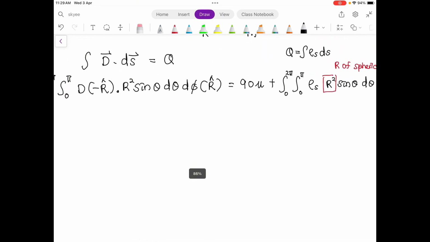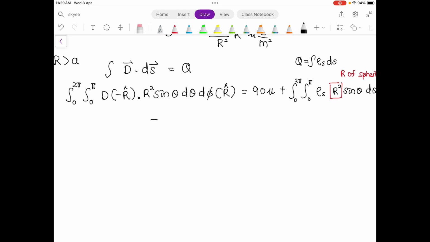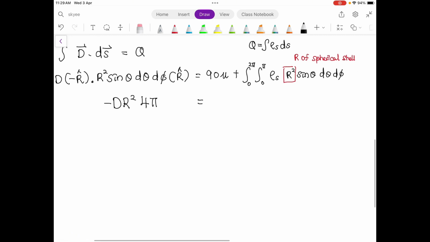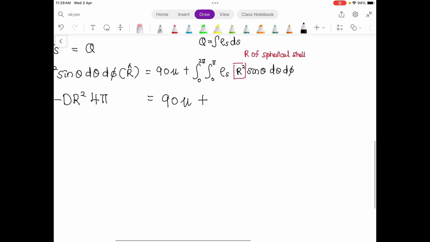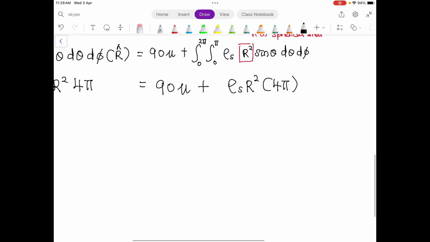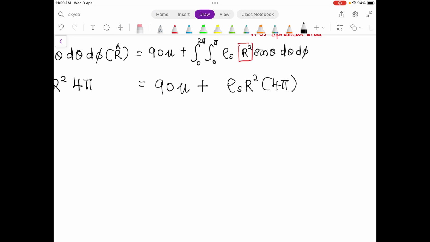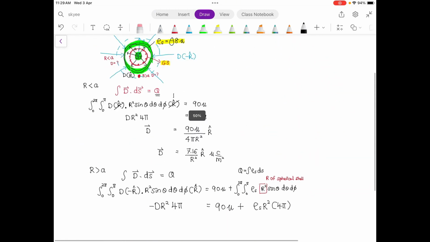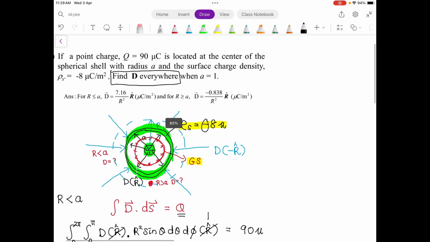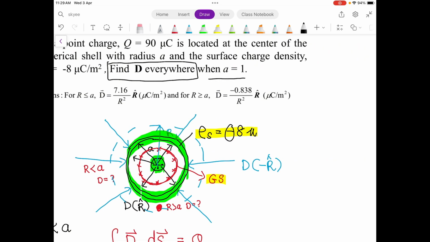Right, look at the right hand side. So here you will have negative D r squared 4 pi. And over here, you will have 90 micro plus rho s times r squared and 4 pi. So the question mentioned that A is equal to 1. Find the D everywhere when A is equal to 1.